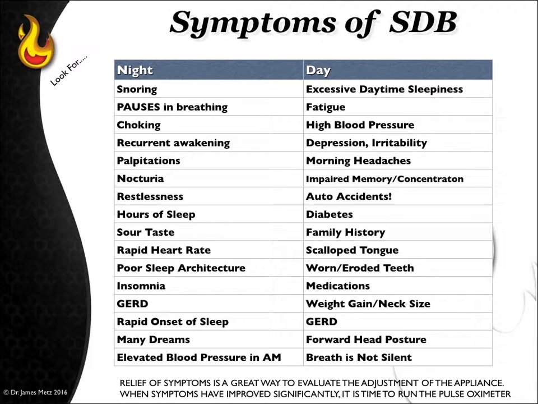You'll notice this is a family history of diabetes and hypertension. You'll see a scalloped tongue, worn and eroded teeth. You'll see medications for sleep, high blood pressure, type 2 diabetes. Look for all those inflammatory diseases. You'll see weight gain and neck size increase. And again, you'll see GERD, forward head posture, and the breath is not silent. The breath should always be silent. Whenever somebody breathes in and out, it should be quiet.